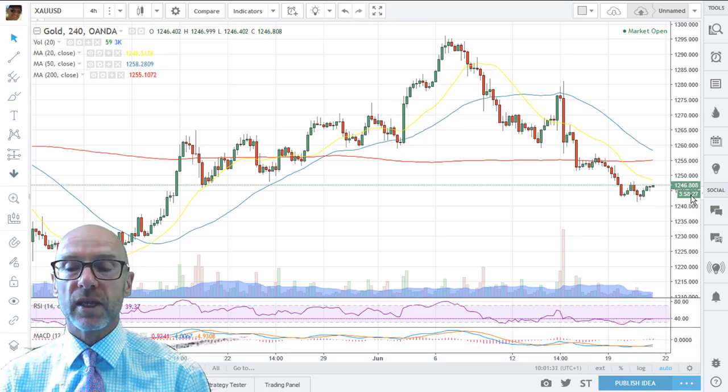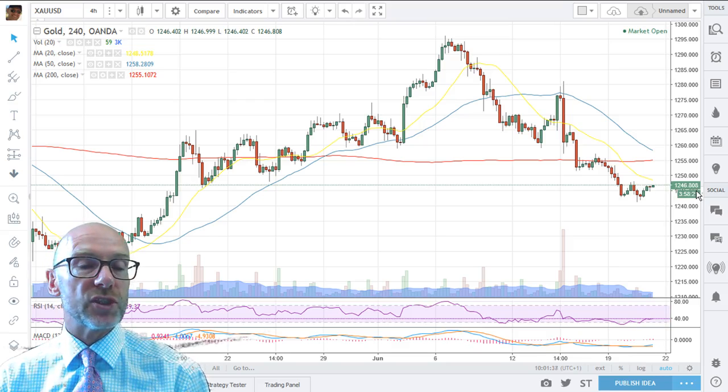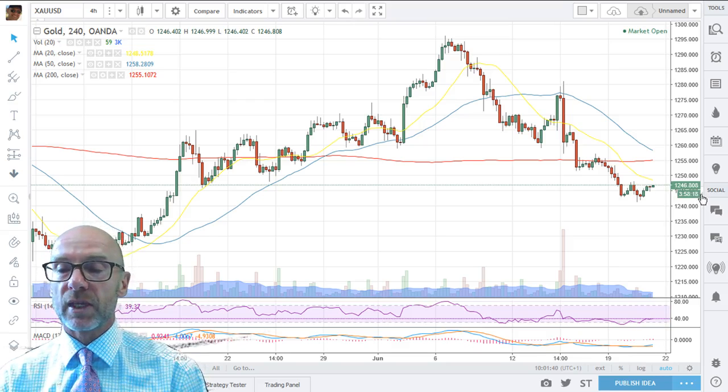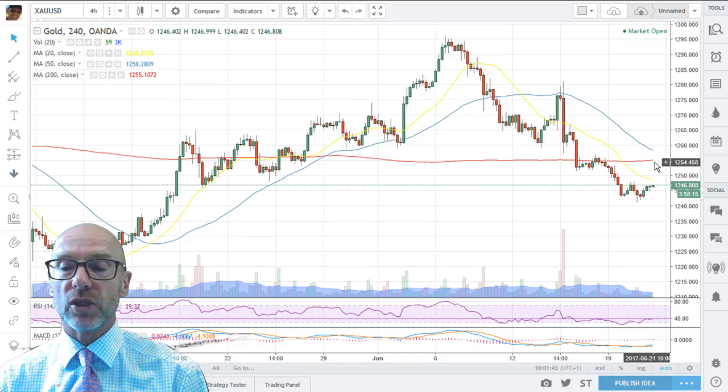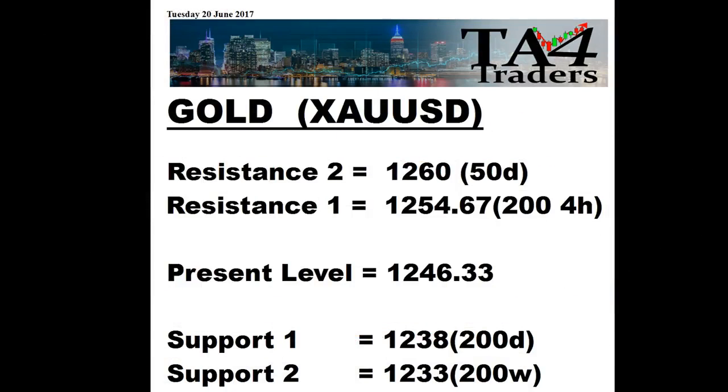Because that could be the first sign of non-confirmation. The first resistance level on this 4-hour will be at the 24-hour moving average, which is at 1248.5. And above there you've got the 200, which is actually moving up, and the 50, with this being a key resistance level as well, just above 1255. So looking at the support and resistance levels, we've got resistance at that 200 4-hour.